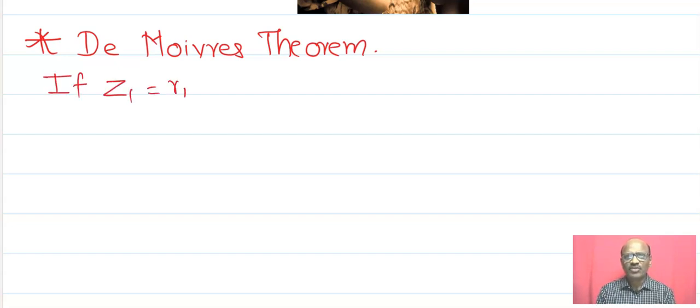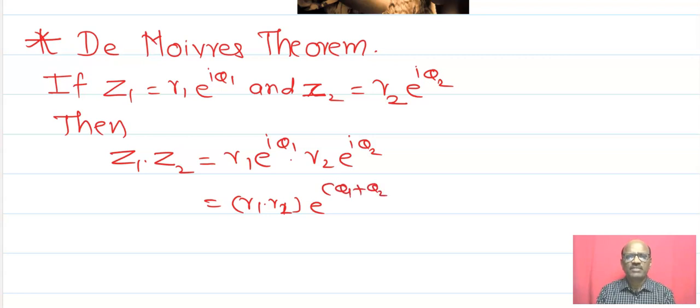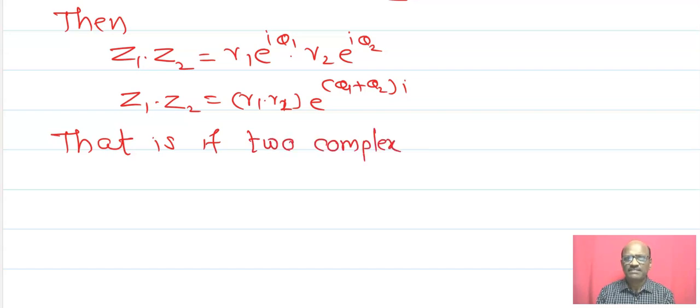Now let us start de Moivre's theorem. If Z1 is equal to R1 e raised to i theta 1 and Z2 is equal to R2 e raised to i theta 2, then Z1 into Z2, the product of these two numbers, is equal to R1 e raised to i theta 1 into R2 e raised to i theta 2, that is the product of their magnitudes, R1 into R2, and the sum of their amplitudes, e raised to i in bracket theta 1 plus theta 2.